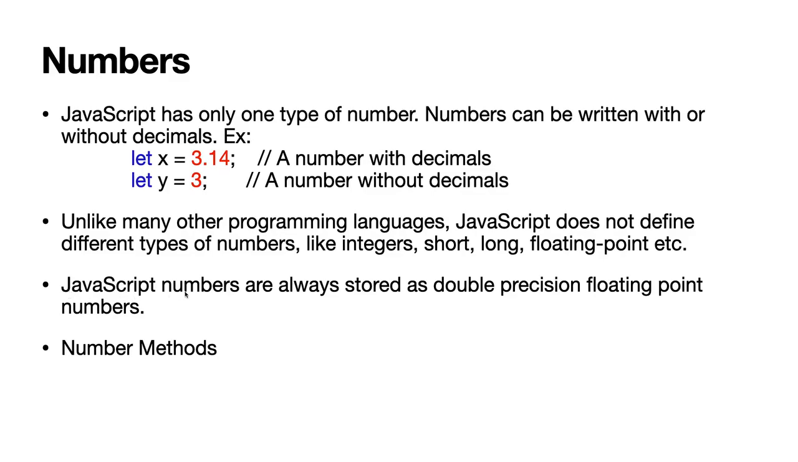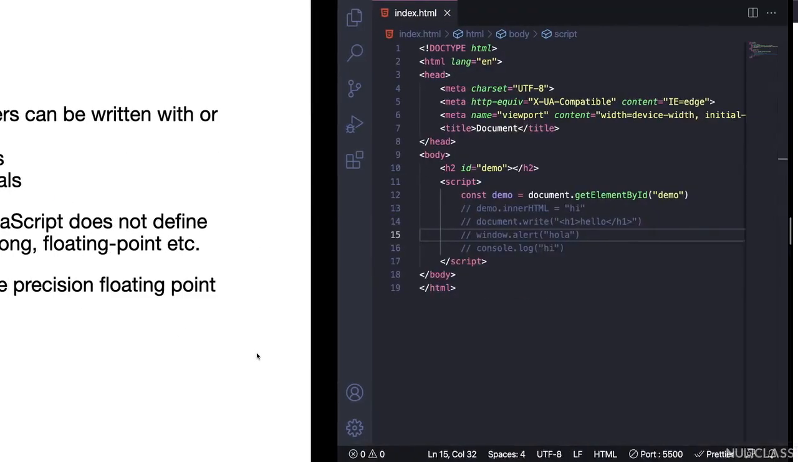JavaScript numbers are always stored as double precision floating point numbers. A double precision floating point number is nothing but its length or size may be up to 8 digits. If it exceeds 8 digits, then it will override something. That's the main thing. And the last thing we are going to see is number methods. We're going to look into what number methods are available. The first number method we're going to see is toString.